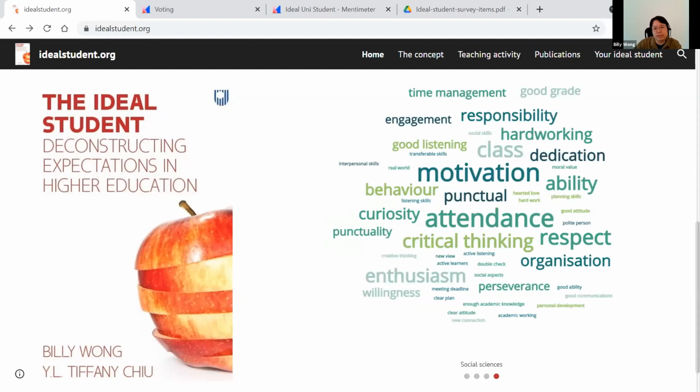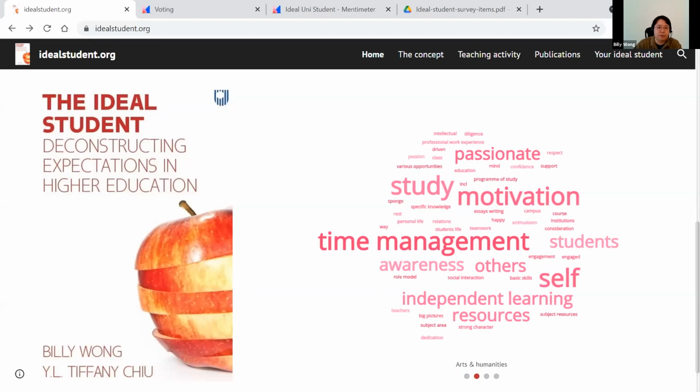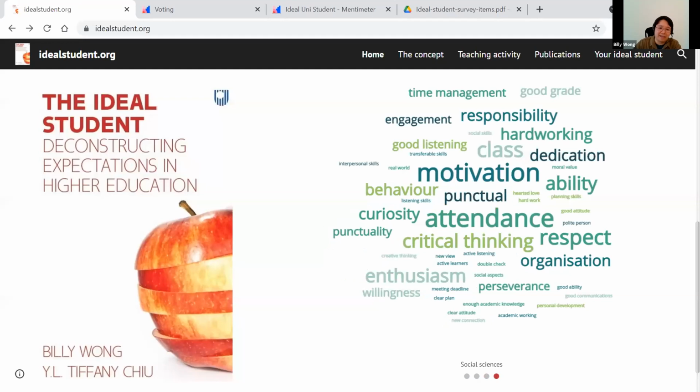Ideal Student Project. Now, the project includes student focus groups and the questionnaire, exploring the concept as well as the content of the ideal student. And near the end of the project in August 2019, we began writing the book. And thankfully, more than half of the book was drafted when the pandemic hit in March last year. But anyway, here we are.